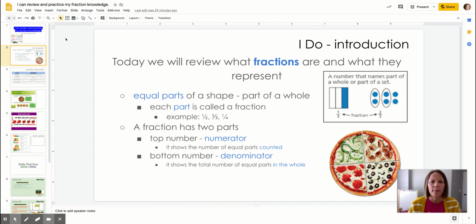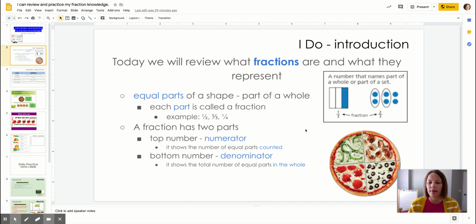One way that Mrs. Peterson likes to remember numerator and denominator is that denominator and the word down start with the same letter. So if you think about numerator and denominator, you can always remember the denominator goes on the bottom. Now let's take a look at this pizza that I have over here in the corner.